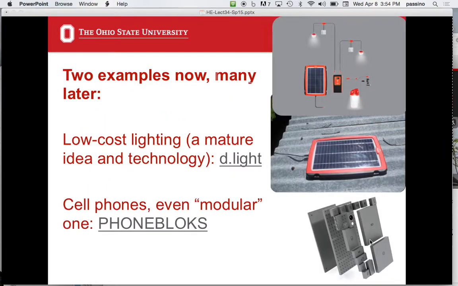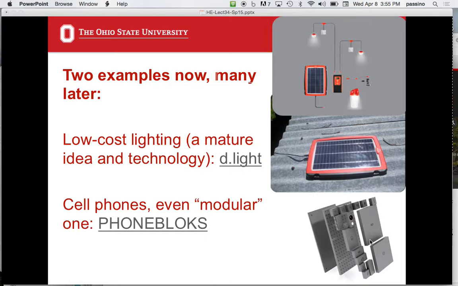Some classic examples of appropriate technology. There are lighting systems. They've been around for many, many years. One of the recent popular ones is something called D-Light. You can study it if you like. You can have modularity for these. This is an unusual technology: that's a cell phone. You can incrementally buy it over time. You can buy more memory or other features and just slap it together.